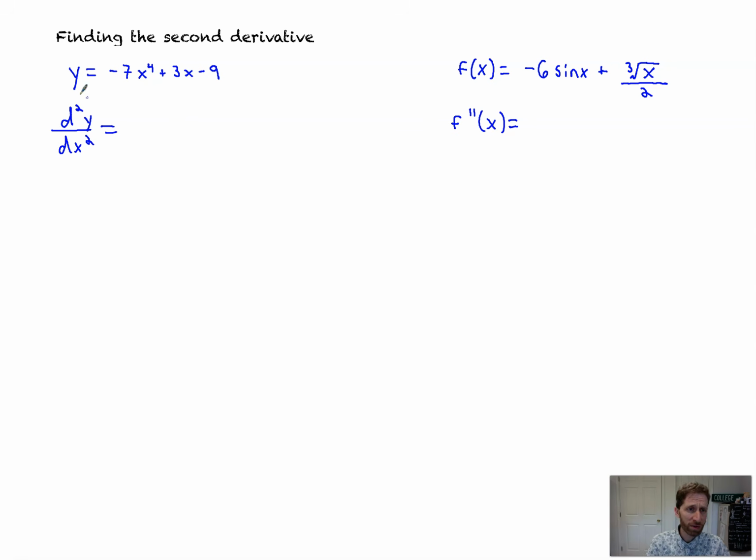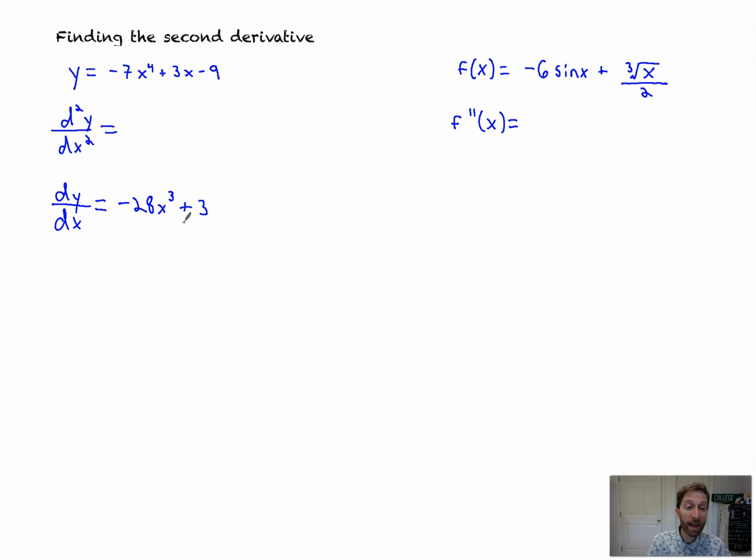So this notation, as gross as it is, I'll go over at the end of the video, why it makes sense. It means find the second derivative of y with respect to x. So to do that, we take the first derivative, which would be dy/dx. Well, that's 4 times negative 7 is negative 28, x to the 4 minus 1, which would be to the third, power rule. The derivative of 3x is just 3. And the derivative of a constant, which is minus 9, is 0. So we've got our first derivative.